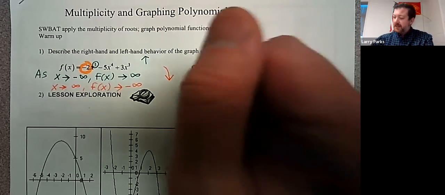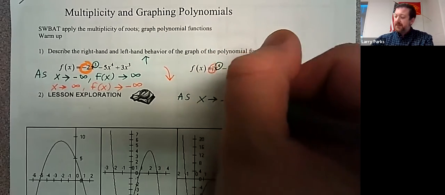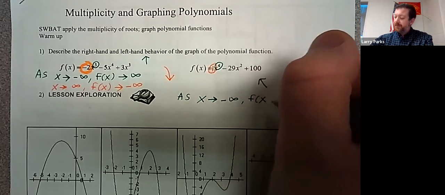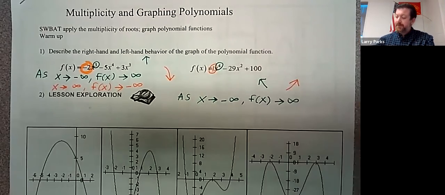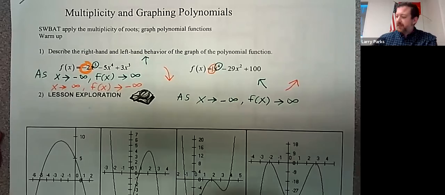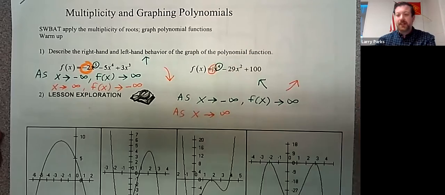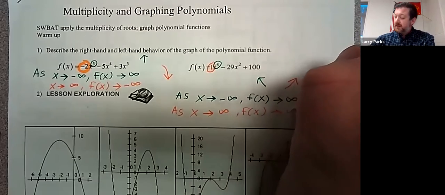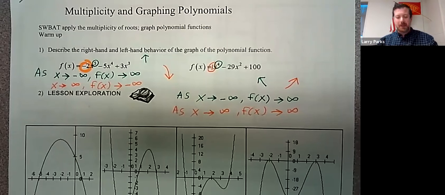So let me write that down. As x approaches negative infinity, the function also goes up. That'd be for the left part. And then for the right, as x approaches infinity, as x goes to the right, the function also goes up. Okay, so that's what we did, I think it was last class period or maybe two times before that. That's a nice little review.